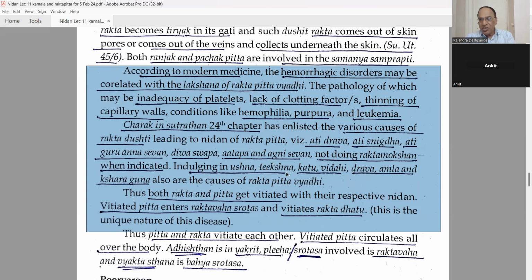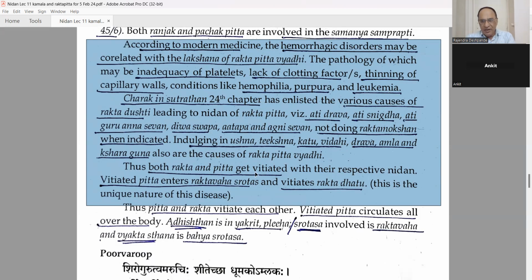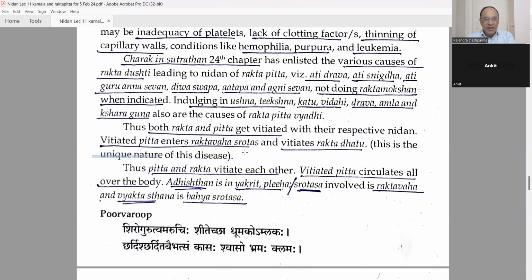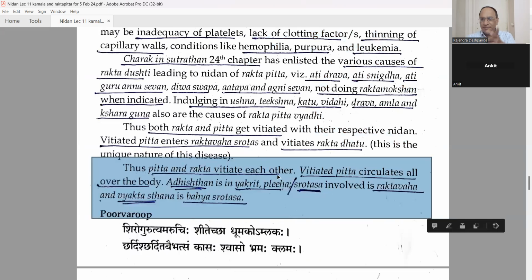Indulging in Ushna, Tikshna, hot and penetrating, Katu, Pungent, Vidahi, Drava, Amla, and Kshara Guna, alkalis, can cause Pitta Prakopa. Both Rakta and Pitta get vitiated, because of the causes that I have already mentioned. Vitiated Pitta enters into the Rakta Vahasrotas and vitiates the Rakta Dhatu. Rakta Dushti will happen. Next. Pitta and Rakta vitiate each other.